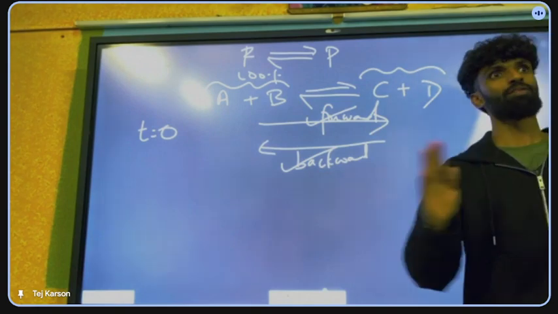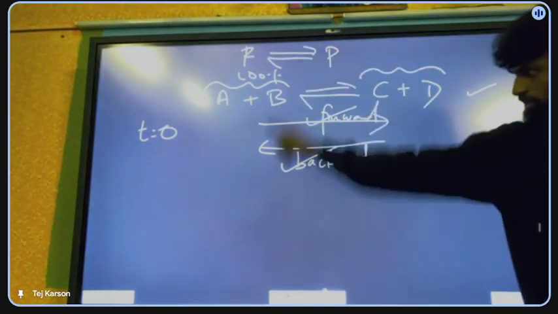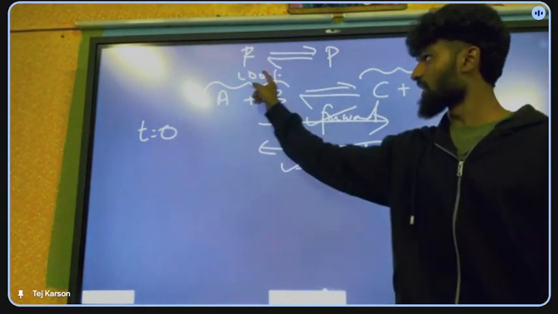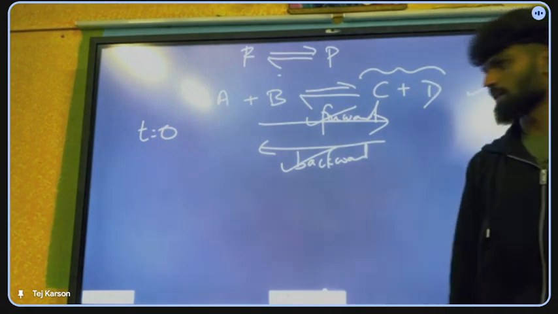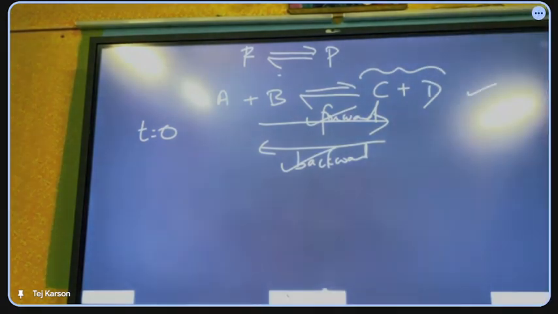Fine. Now, we're supposed to draw graphs. Do one thing. Draw this now. Do not write the 100%. Apart from that, write everything else. A plus B, reversible, C plus D. Below that, one arrow mark gives you forward, the other arrow mark gives you backward.